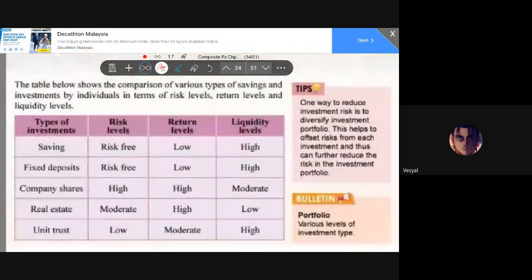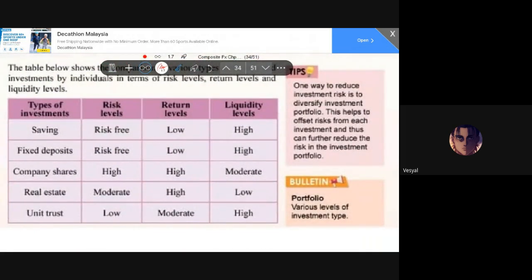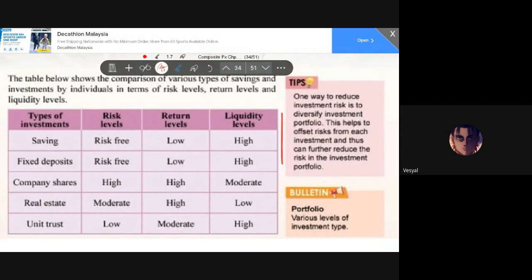So yeah, this is the table that they can ask you. Quite famous in exams, this one. This one you can understand, don't just memorize. Let's see. Savings: the risk level is risk free. I think that's quite general, unless someone is going to rob the bank and steal your money. Other than that, it should be risk free because the security is tight. Fixed deposit is risk free also because that's in a bank account.